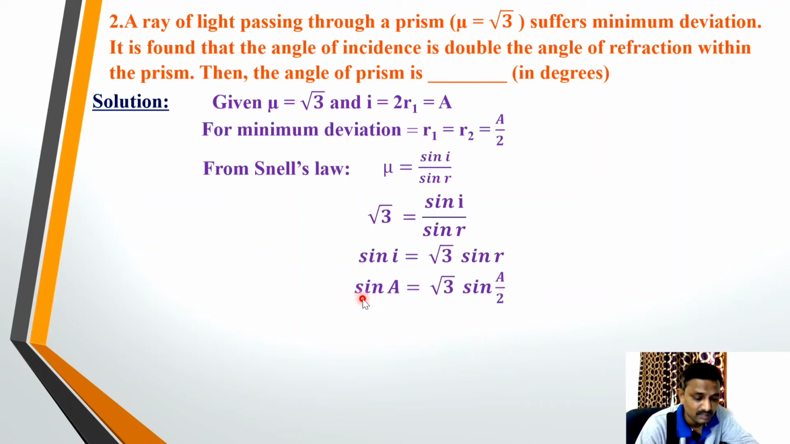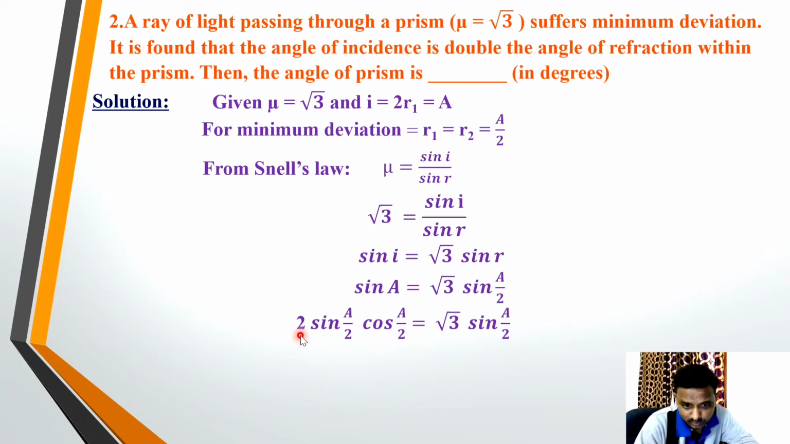If I apply formula sin 2 theta is equal to 2 sin theta cos theta, here theta is A by 2. So here we apply sin 2 theta, then we got 2 sin A by 2 cos A by 2. That is equal to root 3 sin A by 2. So here in LHS and RHS side, both sin A by 2 cancelled.